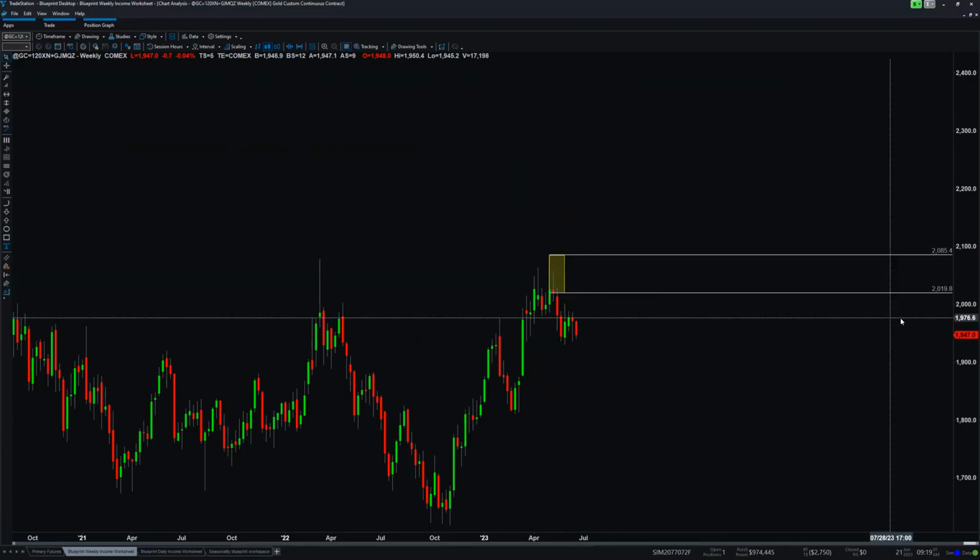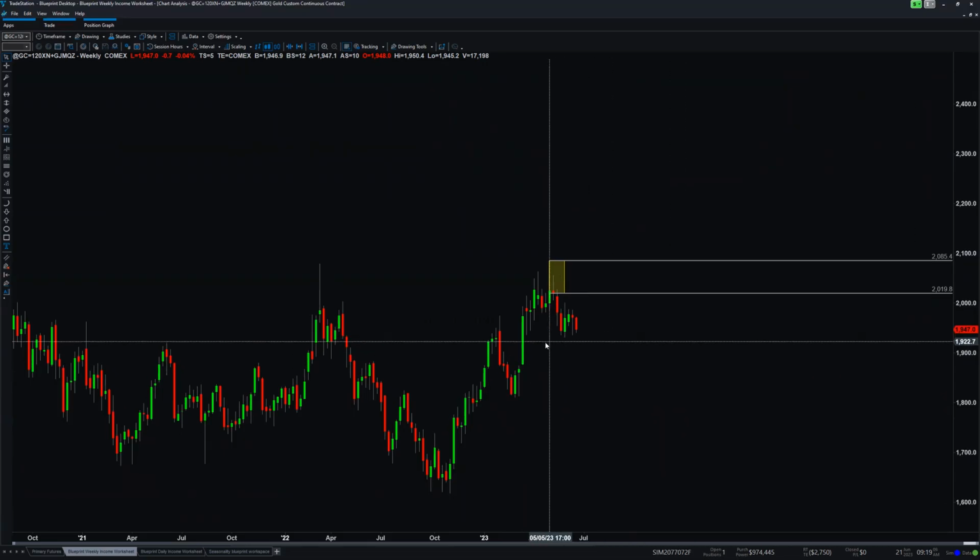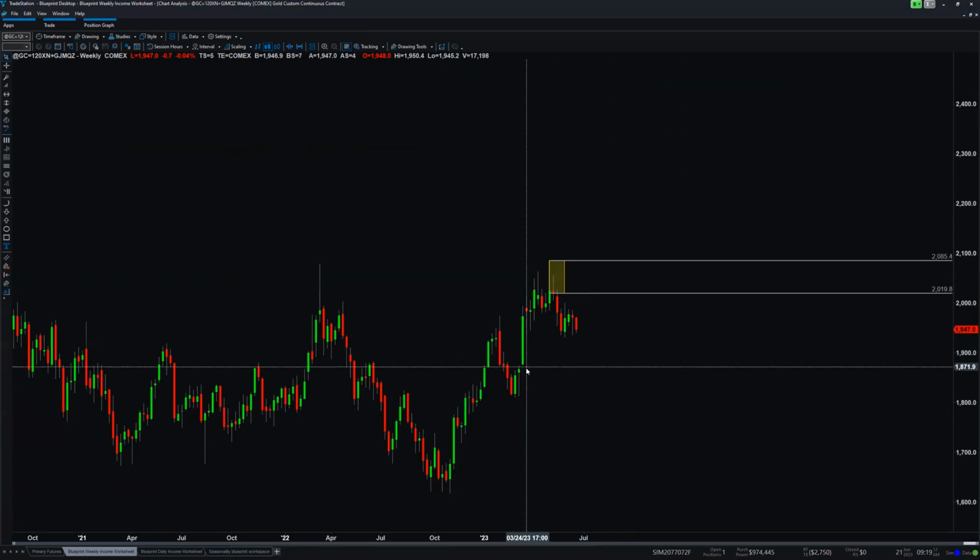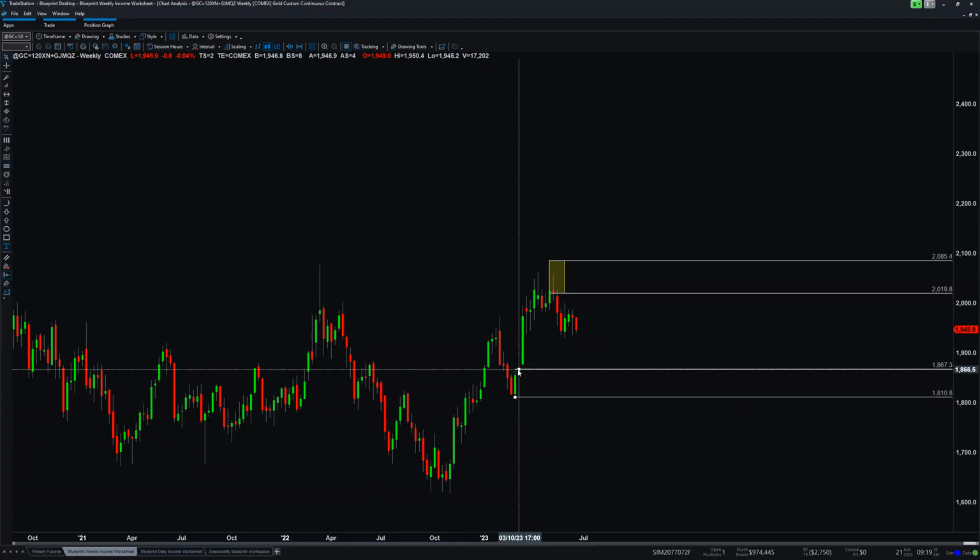Now we look at demand, and already what I can see, well, this is quite a nice candle right there. So I'm gonna look at this right here.